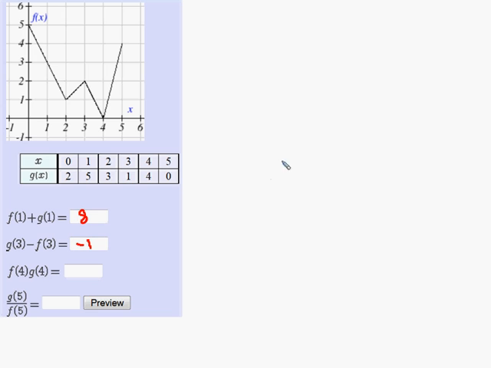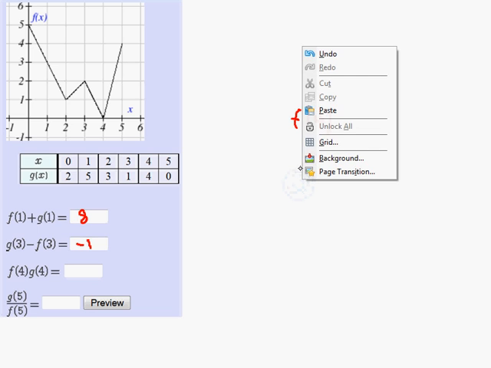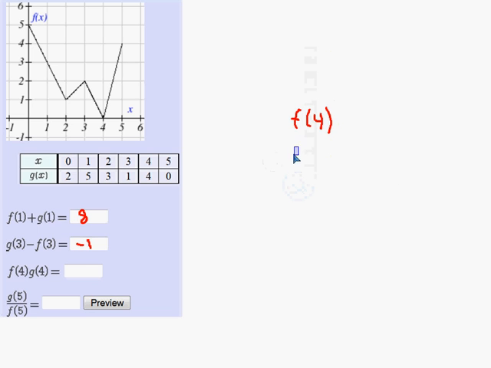I'm going to do f of 4 times g of 4 the same way. The only difference is I multiply my answers instead of add or subtract. Since I'm supposed to find f, and f is a graph, again, I'll look at that as a point. So my first coordinate's 4. My job is to find out the second coordinate to find out the output here.